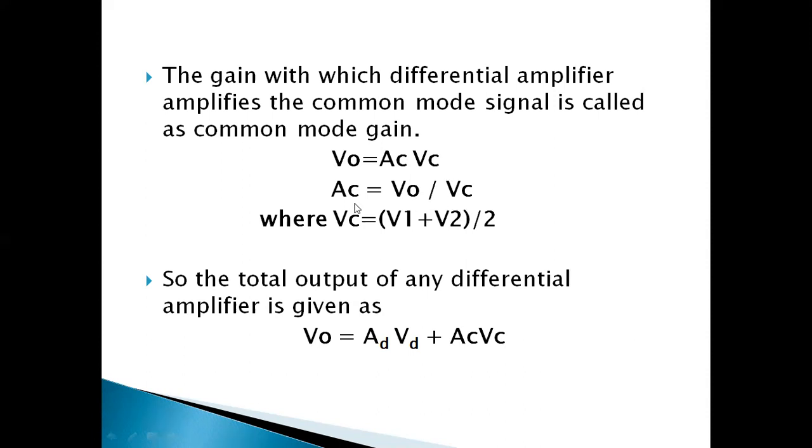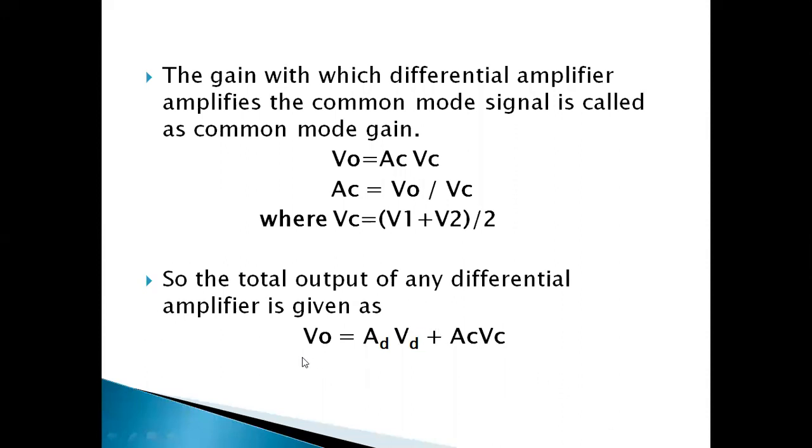Okay. So this is the mathematical expression for the common mode gain, and mathematically we can also define it as the ratio of output voltage to the common mode voltage. And finally, the total output of the differential amplifier is given as V0 is equal to AD into VD plus AC into VC. This is the practical case.